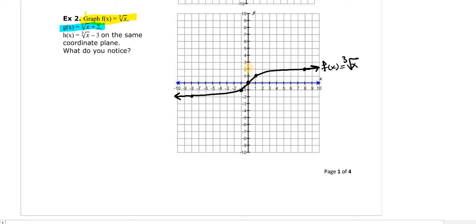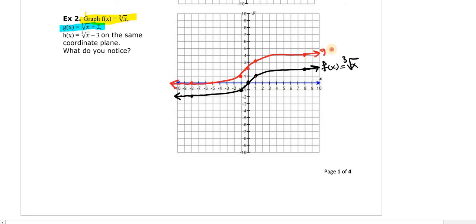So (0, 0) is going to move up to (0, 2). (1, 1) is going to move up 2 units. It's going to become (1, 3). (8, 2) is going to move up 2 units to (8, 4). On the other side, (-1, -1) is going to move up 2 units. That will put it at (-1, 1). And then (-8, -2) will move up 2 units. It's going to become (-8, 0). So here is the graph of the translated function that was shifted up.